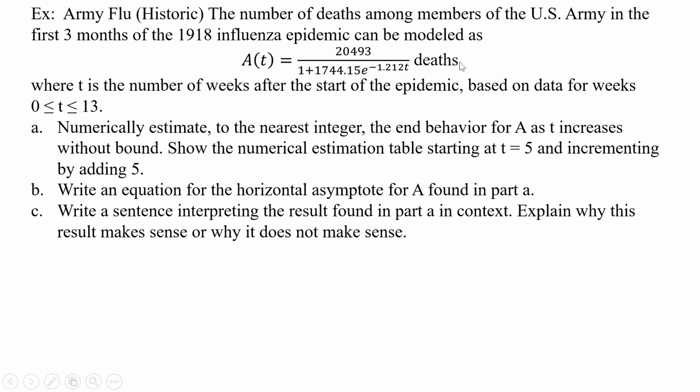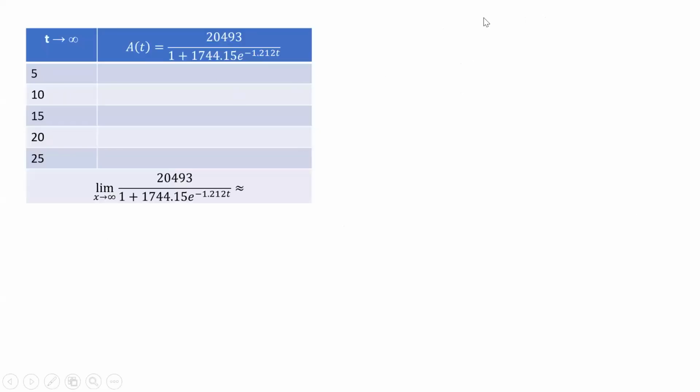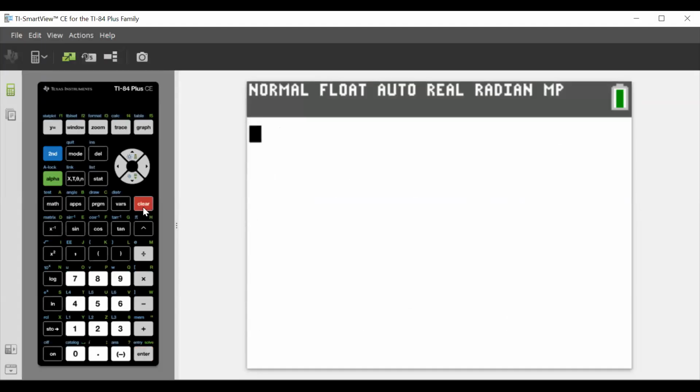All right, so let's go over here, and we're given the table. What we need to do is what we've been doing before. We need to plug in 5, 10, 15, 20, 25. We're just going up into our function and seeing what our values get to. All right, so let's go to our calculator again. Let's clear all that out because we have a new function we're working with.